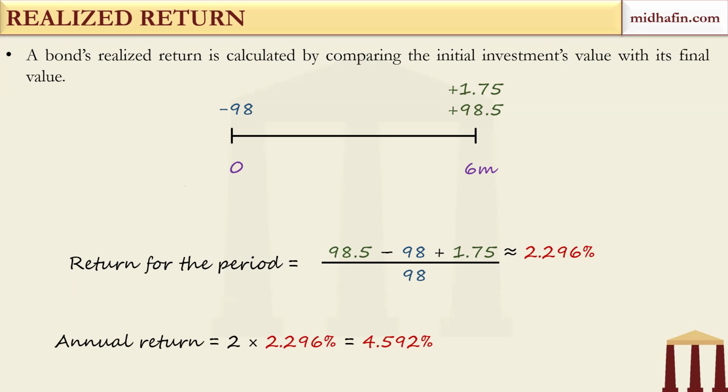Alternatively, if I want to have my annual return with annual compounding, in that case, I can just transform this percentage return into an annual compounding return. We have studied the formulas for how to do it in the FMP 16 chapters. Okay, so in this case, specifically, your annual return is 4.592%.